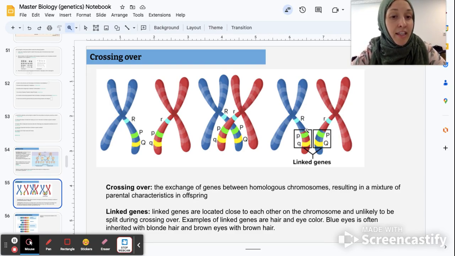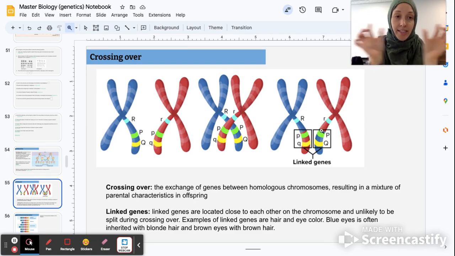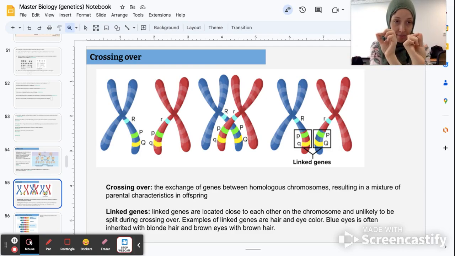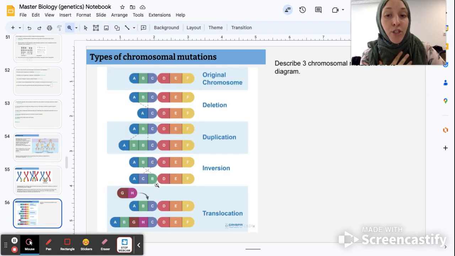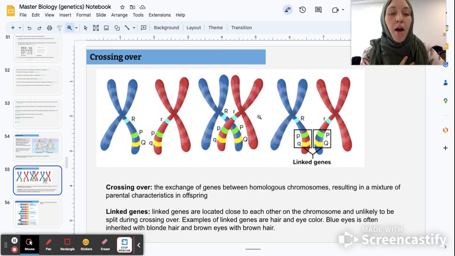Normally this should happen perfectly. They should break at the same spot and switch at the same spot, and there should be no issues in this process. However, sometimes they do not do that correctly, and that would result in some of these chromosomal mutations we see on the next page. But let's talk about linked genes for a second.